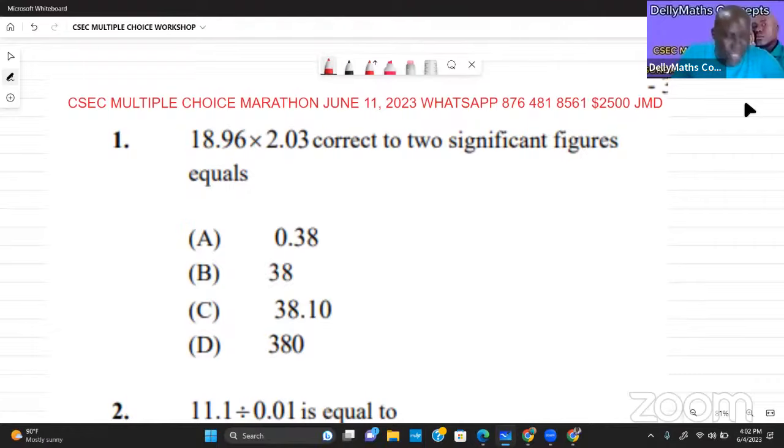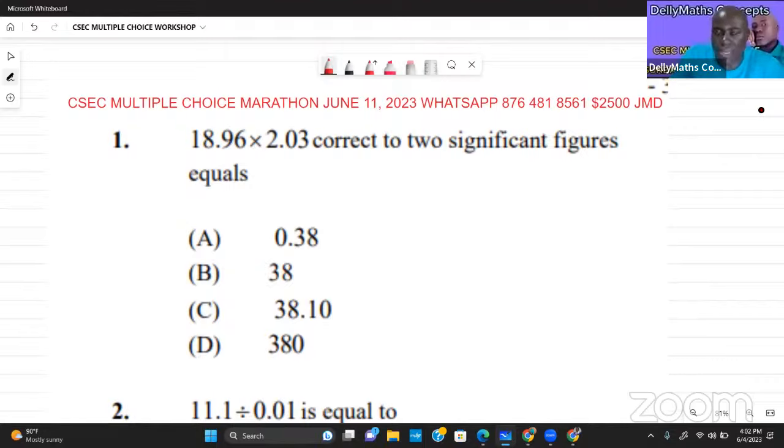Question 1 says 18.96 multiplied by 2.03, correct to two significant figures, is equal to what? All right, so again, one has to remember what significant figures are and so forth.